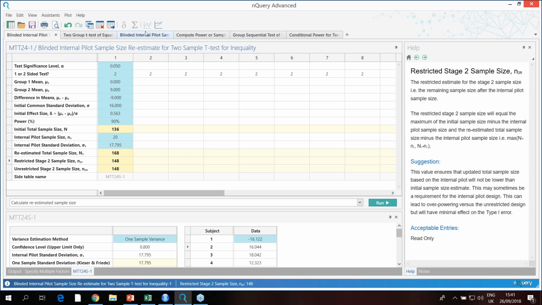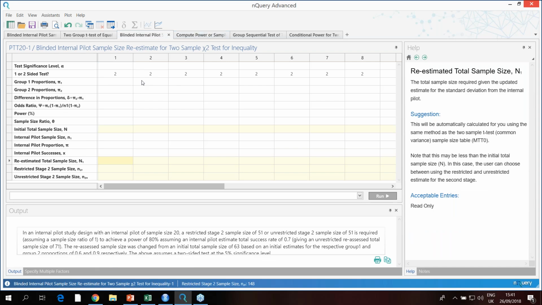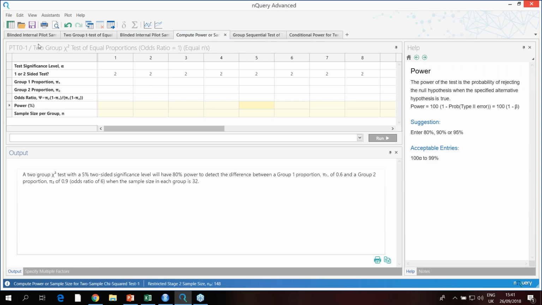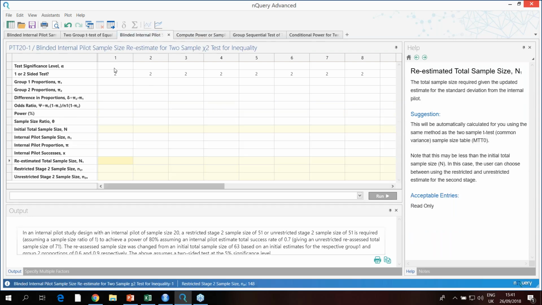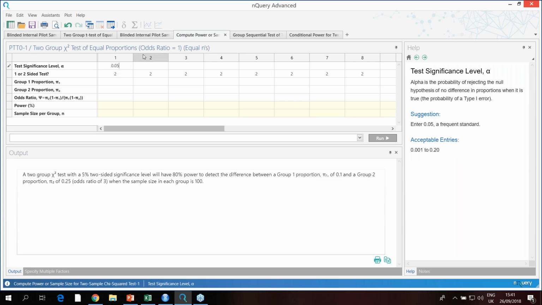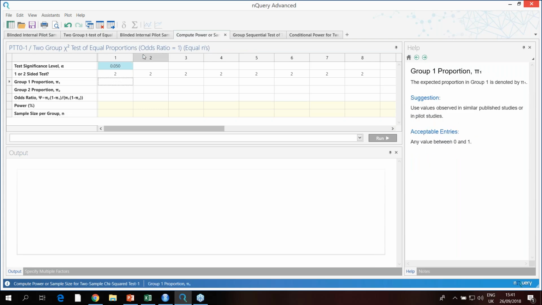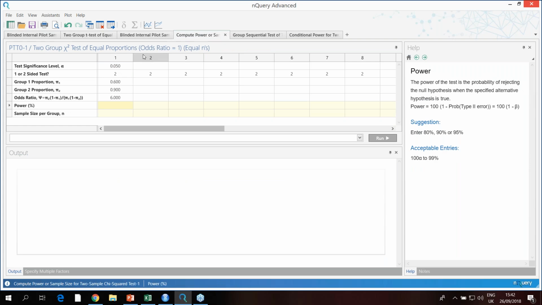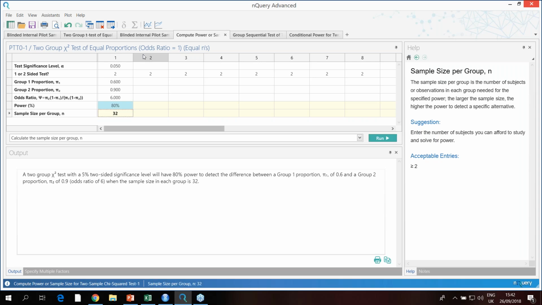So in terms of what this looks like, once again, it should be very familiar. These first set of rows look very similar to the rows in the previous example, and we could quickly replicate that example. So we have 0.05 at the two-sided level, 60% in group 1, 90% in group 2, so a 30% increase, odds ratio equal to 6, a very large odds ratio. So obviously they're very confident in this potential intervention in surgery, and it's 32 per group, or roughly 64 in total.